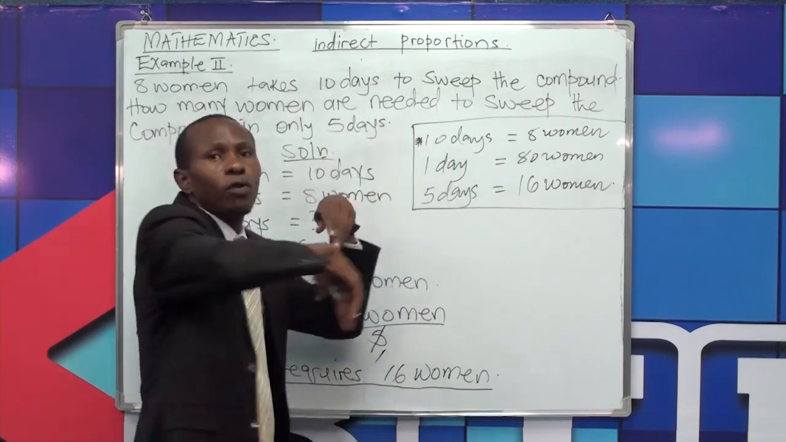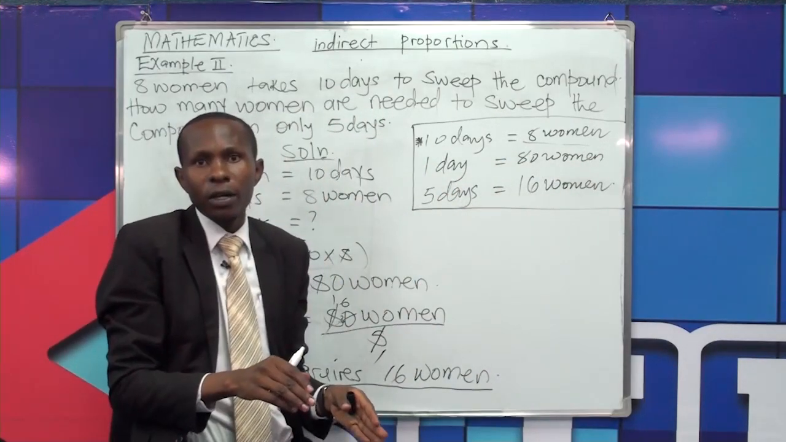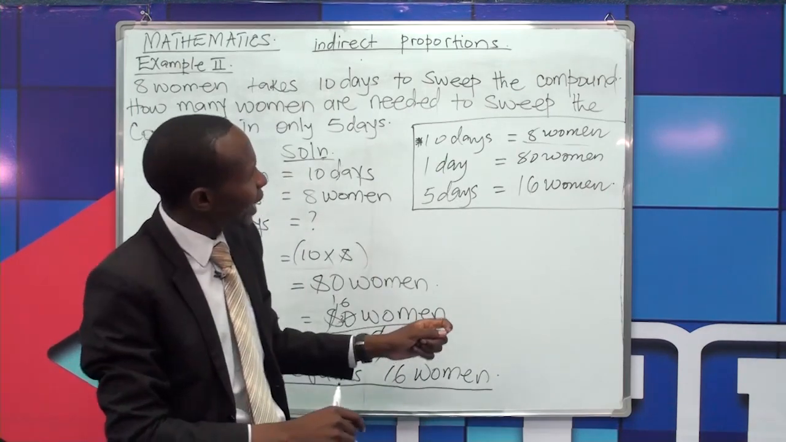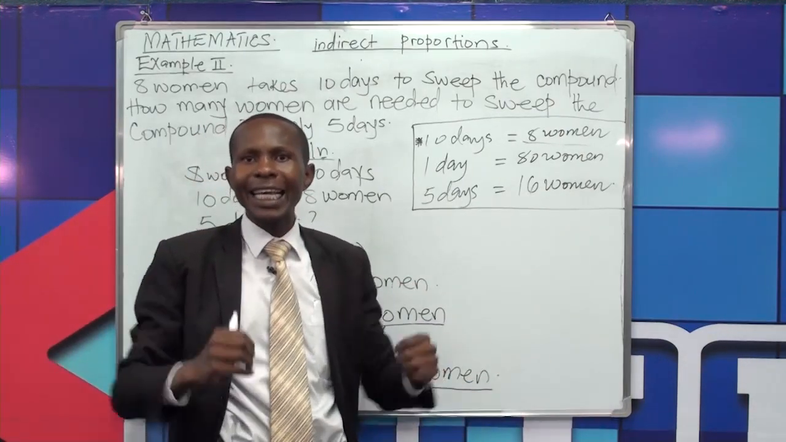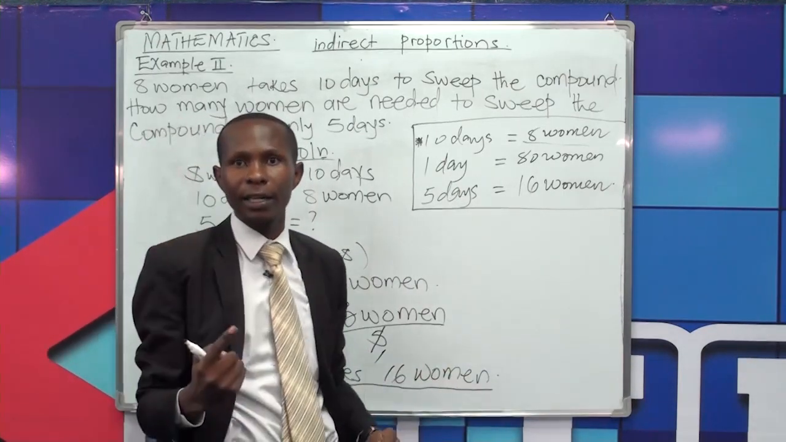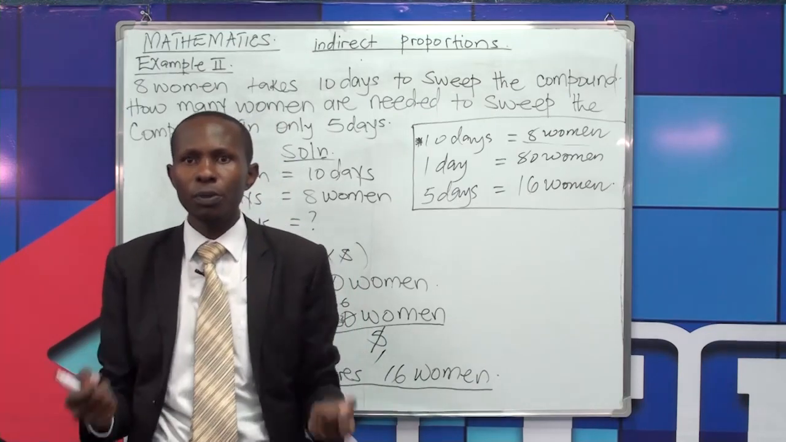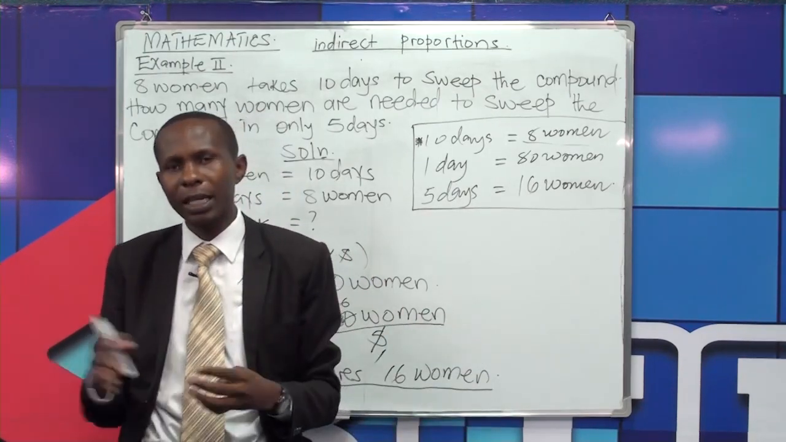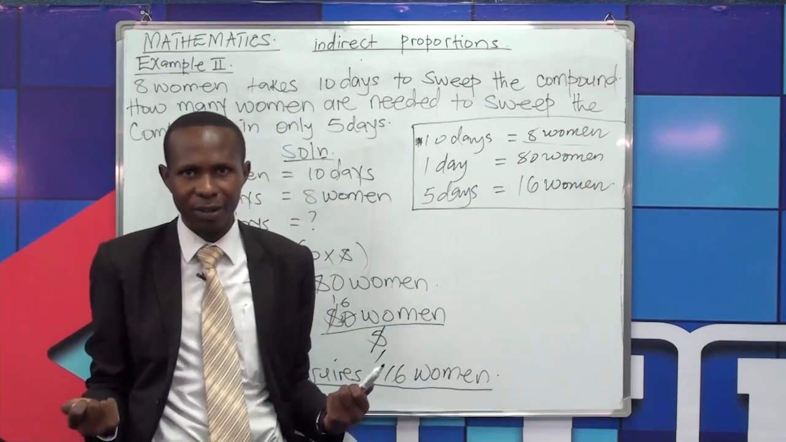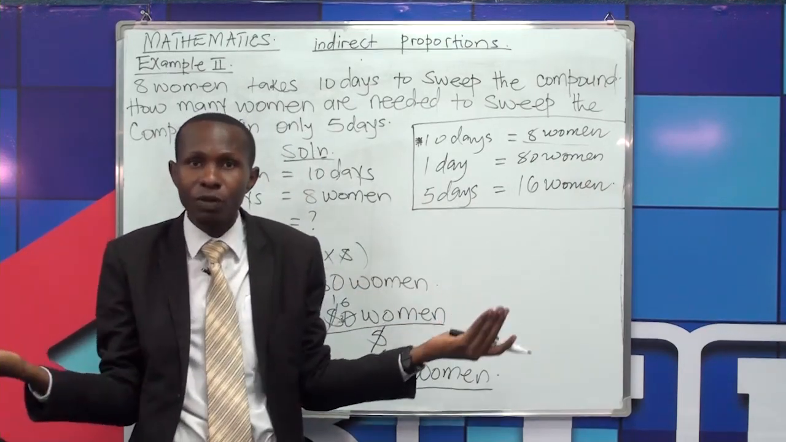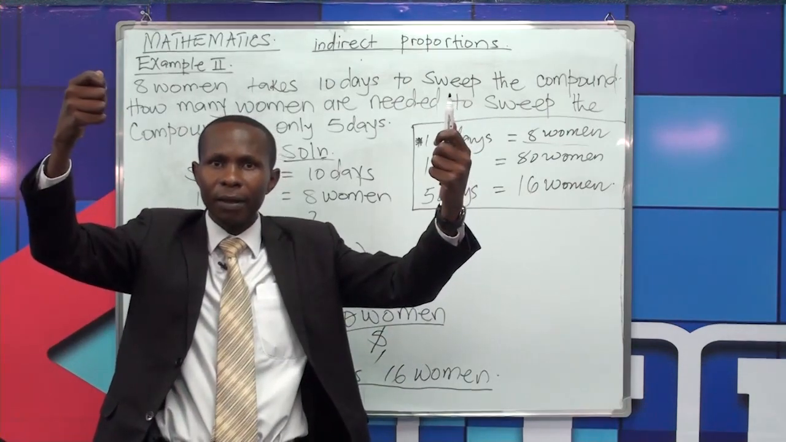So if you want people to work for very many days, you'll have to employ very few people. But if you want your work to be done in only one day, you need to employ very many people such that they can clear the piece of work in one day. It's just like when they talk about building a house. If you want your house to be built in a short period of time, you'll have very many workers. But if you have only one person building your house, can that one person complete a house in one day? It is impossible. But if there are 100 people, it is possible. 100 people can complete a house in one day if it is a small house. So when workers are very many, the number of days are few.